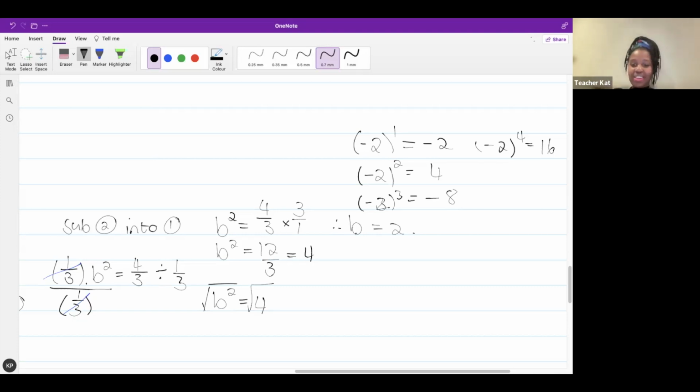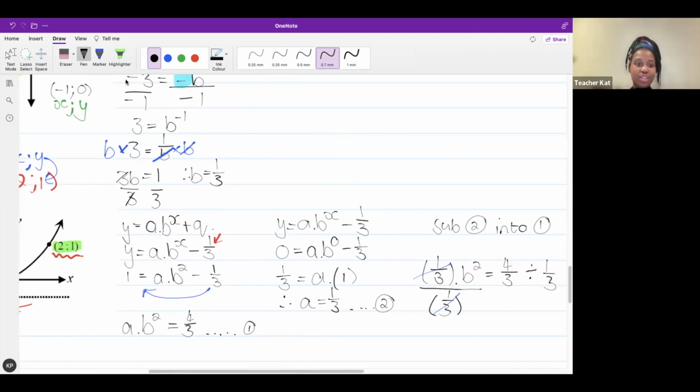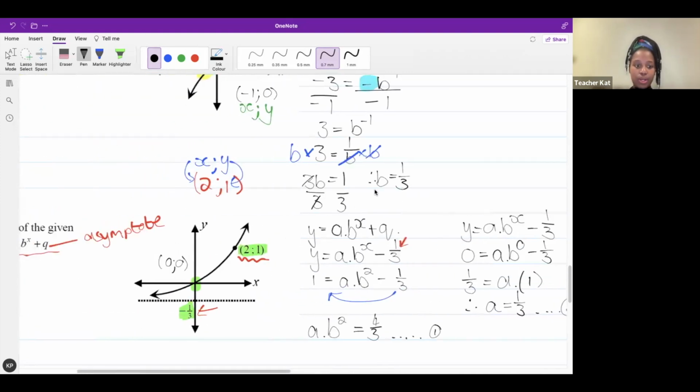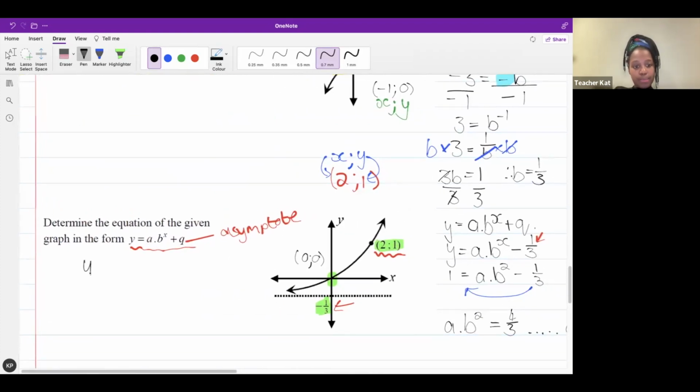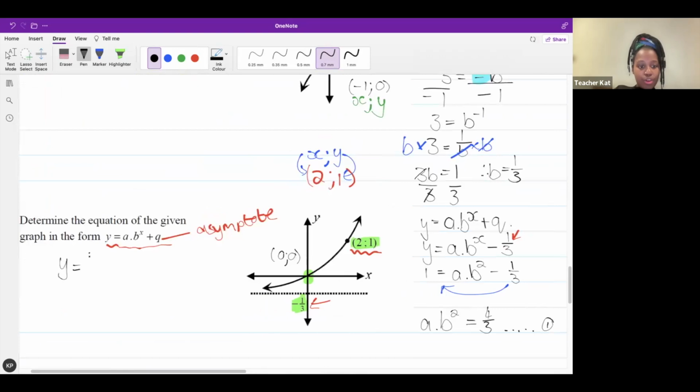Wow, Narisha. So b is 2. Now let's write our equation. I even forgot we're looking for our equation here. We've been doing this for a while. Okay, so then my equation, y will be equal to, what was a? A third, times 2 to the power of x, minus a third.